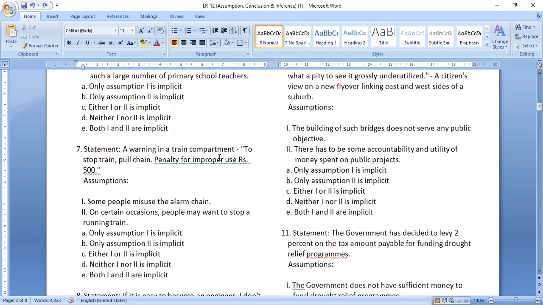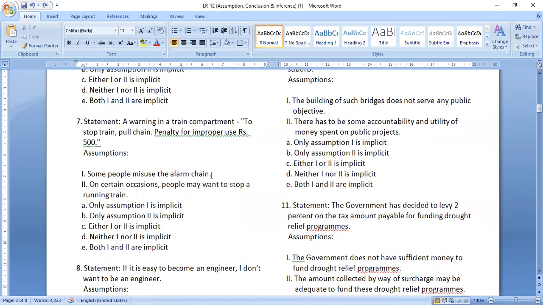A warning in a train compartment. That's the warning: to stop train, pull chain. Penalty for improper use, rupees 500. So the assumption is some people misuse the alarm chain. That's obvious. That's implicit from this. On certain occasions, people may want to stop a running train. How about that? Yes, sir. That's also implicit.